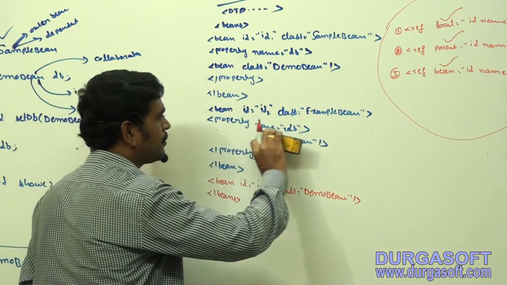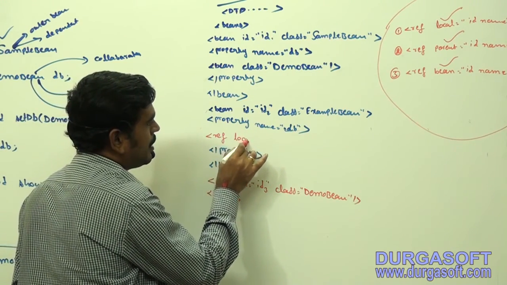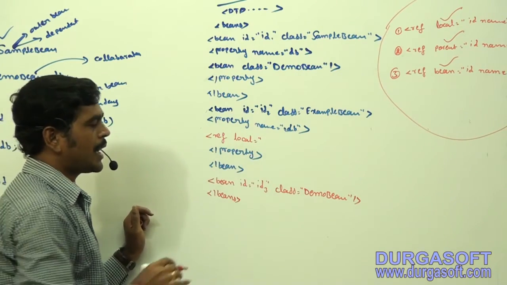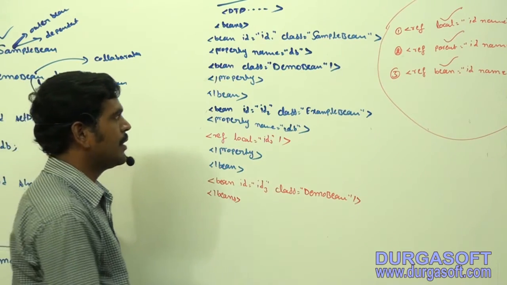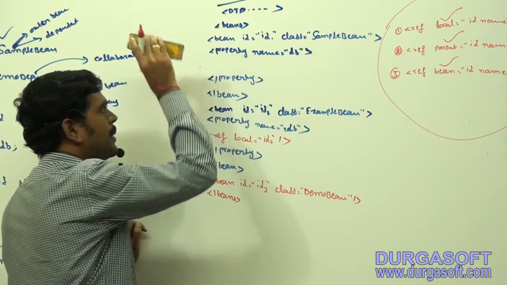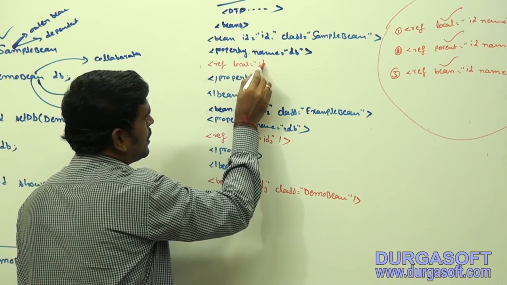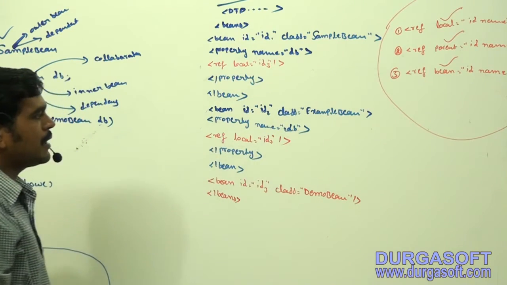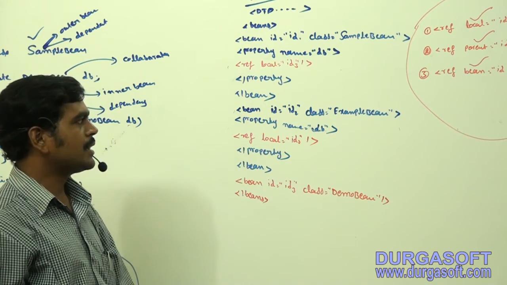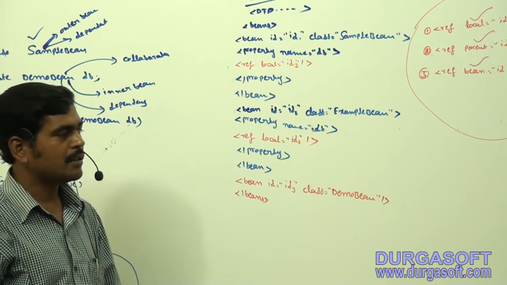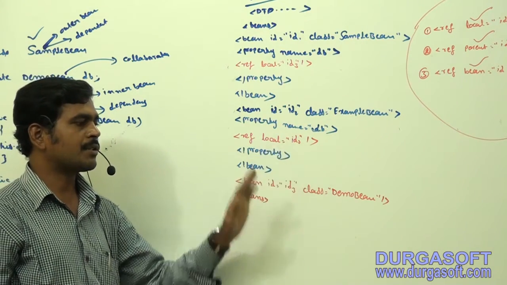We can remove this XML code and take directly here ref local is equal to id3. In the same way, here also we can remove this inner bean definition and take ref local is equal to id3. Like this, we can hand over this id3 to any number of beans. In this case, the Spring container always injects the same reference into these beans, not different references. That means we get a separate id, and we also save memory space.